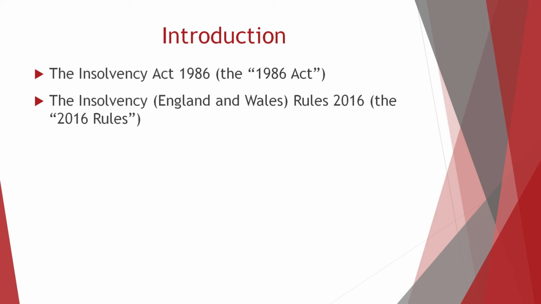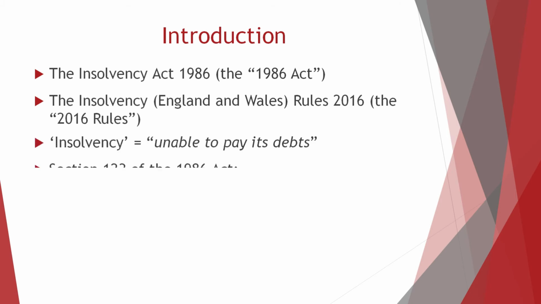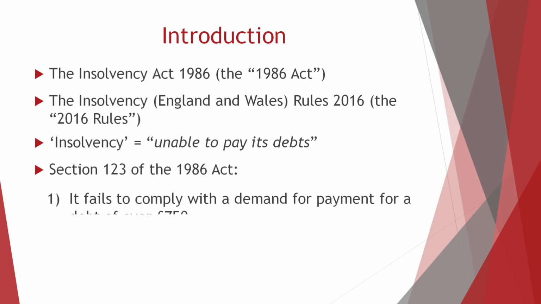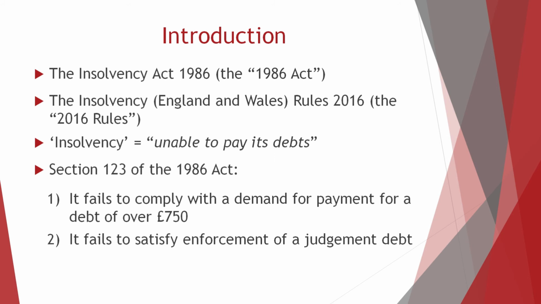an insolvency practitioner. It's often central to determine whether a company is insolvent, as consequences under insolvency law flow from that. The 1986 Act does not define insolvency itself, but rather expresses the concept in the phrase unable to pay its debts. Under Section 123 of the 1986 Act, a company is deemed unable to pay its debts if 1. It fails to comply with a demand for payment for a debt of over £750. 2. It fails to satisfy enforcement of a judgment debt.